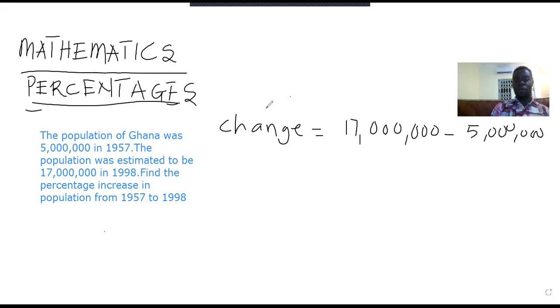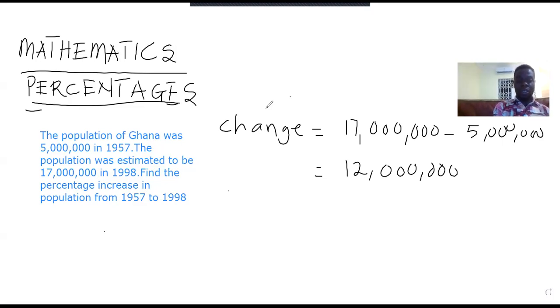17 million minus 5 million, okay? And then that'll give us 12 million. That is 12 million. Good. So we're expressing 12 million as a percentage of 5 million.